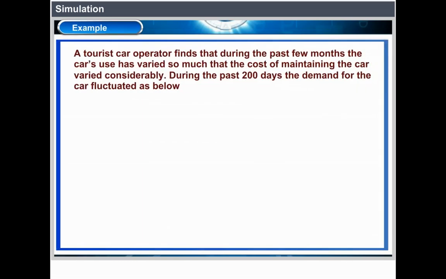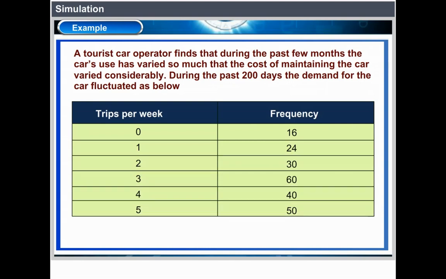Example. A tourist car operator finds that during the past few months the car's use has varied so much that the cost of maintaining the car varied considerably. During the past 200 days, the demand for the car fluctuated as below. Trips per week and then frequency. The trips per week are 0, 1, 2, 3, 4, 5 and then the frequency is 16, 24, 30, 60, 40 and then 50.